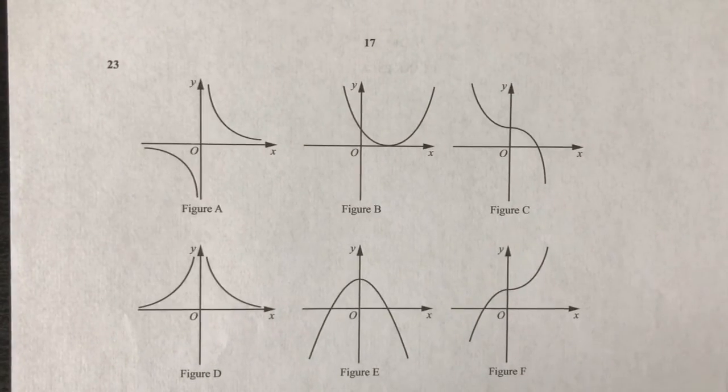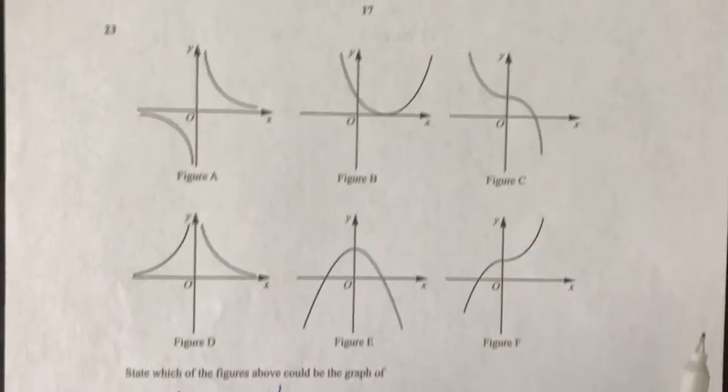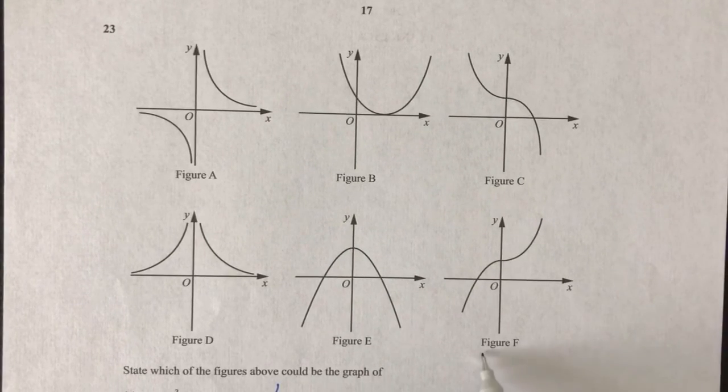So in this case, let's find this first one. The graph we have here looks like this. We would say, okay, the only graph that looks like this will be this one.